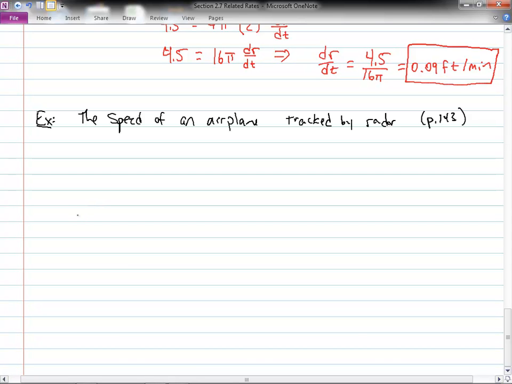An airplane is flying on a flight path that will take it directly over a radar tracking station. And they give you a figure there. We'll draw a picture of it in just a moment. If S is decreasing at a rate of 400 miles per hour, when S is 10, what is the speed of the plane?